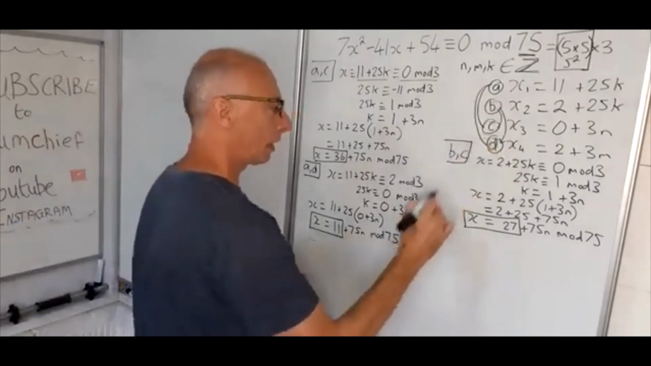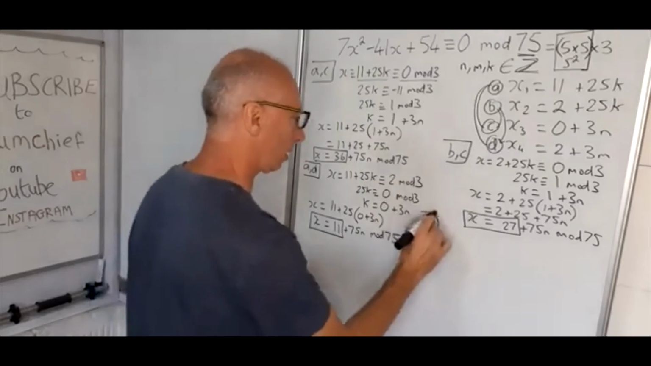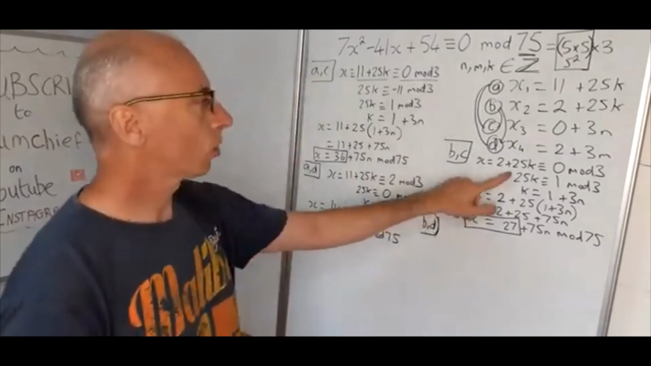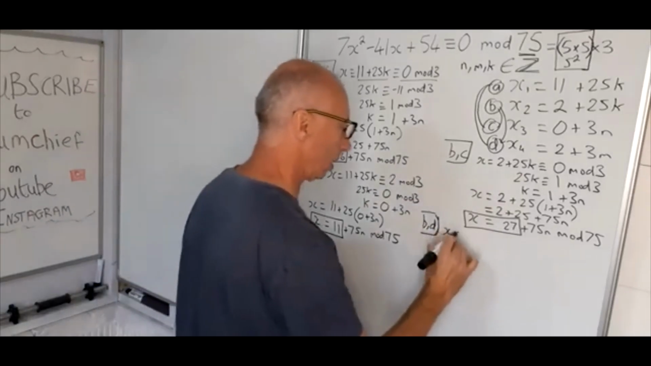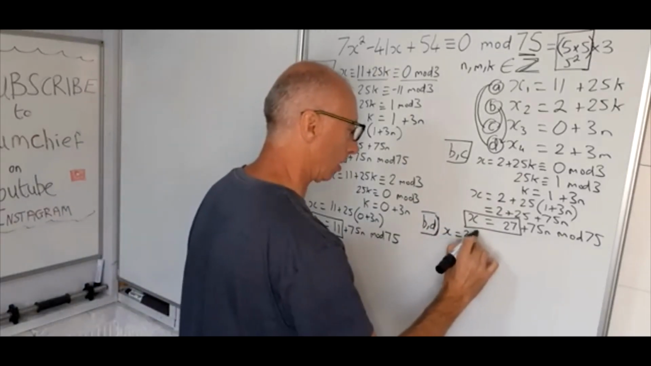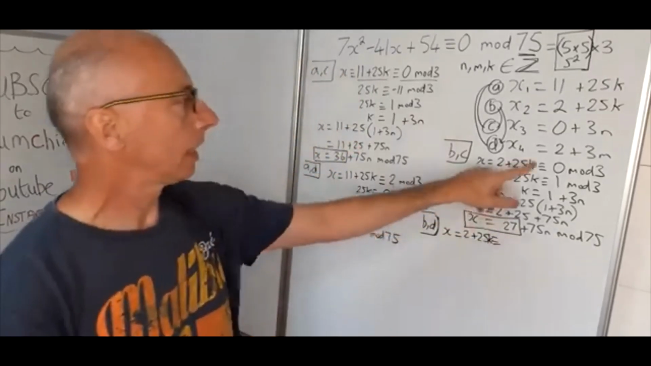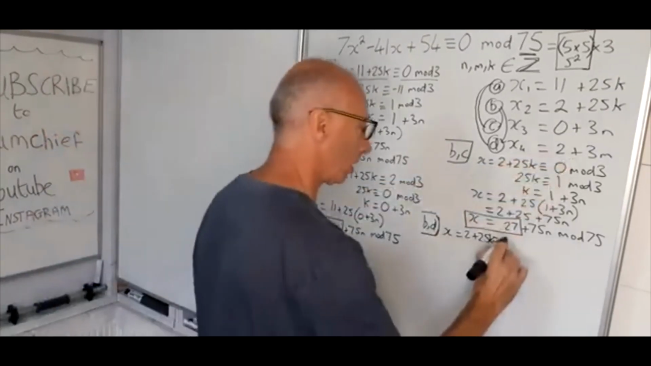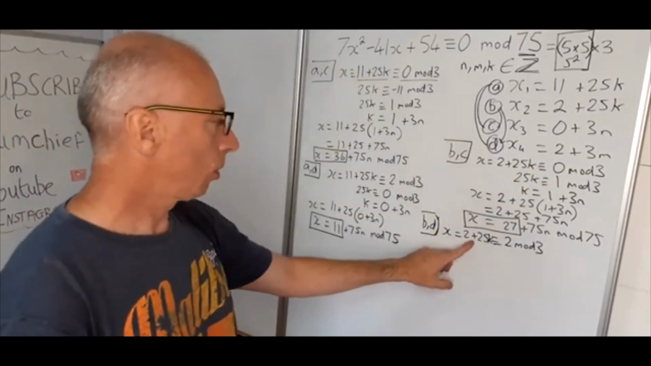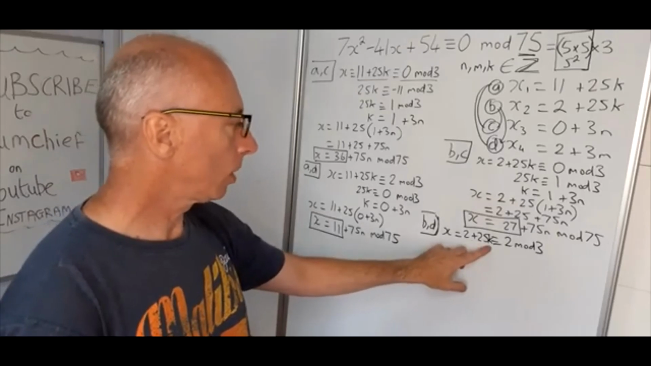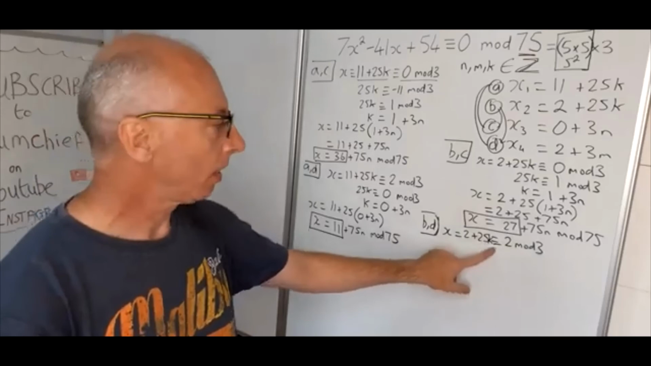So all that's left now is B and D. So x equals 2 plus 25k, which is now congruent with D. So that's 2 plus 3m, so that's 2 mod 3. If you subtract 2 on both sides, we get 25k is congruent with 0 mod 3. So therefore k equals 0.